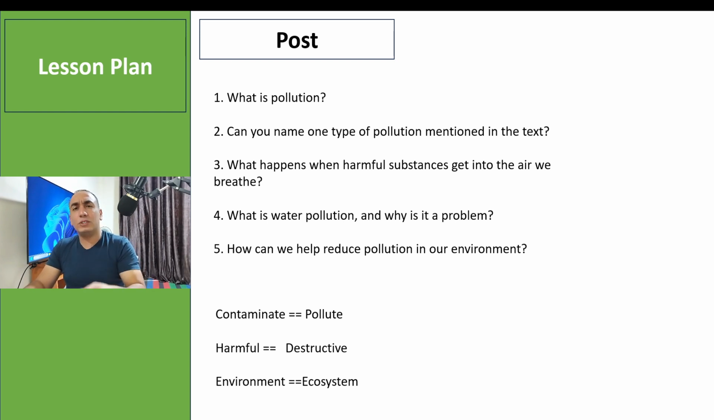Like every question you think of when it comes to the test, you really need to put it inside the read and write lesson. For example, here I said contaminate, harmful, environment, synonyms from the text. Now this is concerning the first part, because in this session usually one session is not enough.